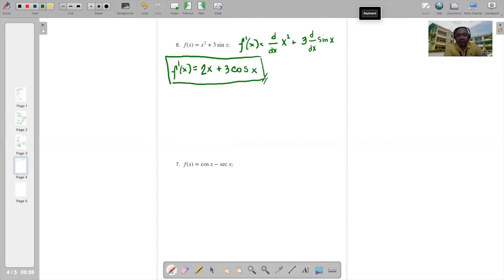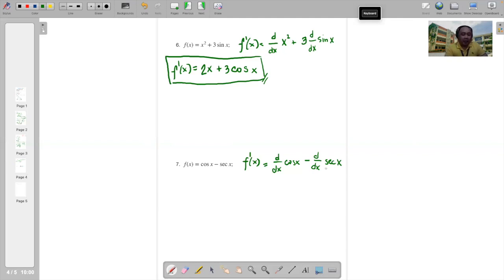We have the function cosine x minus secant x. This time you have a difference of two functions. We use again the rule that you have had previously, that the derivative of a difference of functions is just the difference of the derivatives of each function. So that means that we can individually derive the function cosine x and the function secant x and then do the subtraction from there. So now you have the derivative of cosine x minus the derivative of secant x.